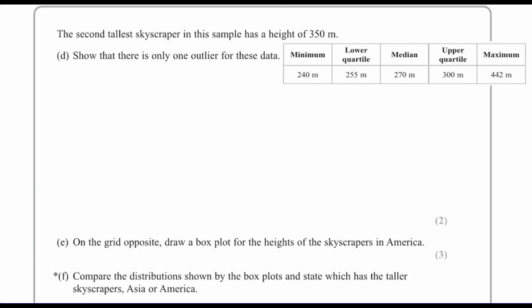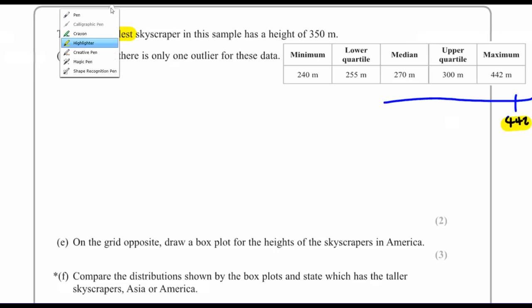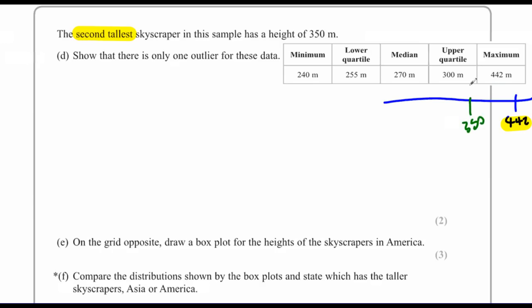I've pasted in the data from the previous page, and we know if we've got our number line that the maximum that we've got is 442. You might think, why is it telling me about the second tallest? Do I really care? Well, yes, because if this is the tallest, you know that the very next number coming after 442 is 350, the next biggest one. Then you've got the upper quartile, which you know about. You've got the median that you know about. You've got the lower quartile that you know about. And you've got the minimum that you know about. Okay, now we don't know about values in between here, but we do know that there isn't any more there until you get to 442. That's very important.